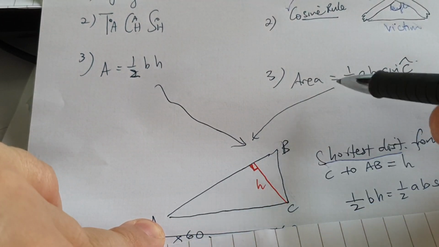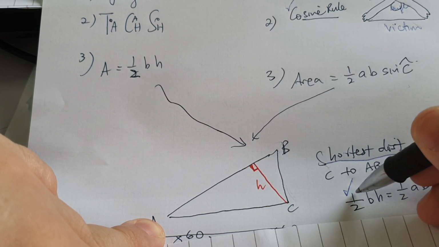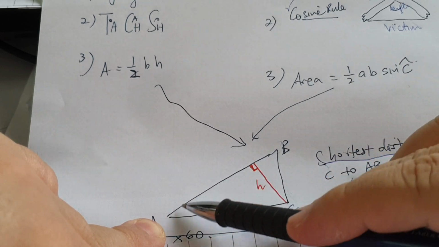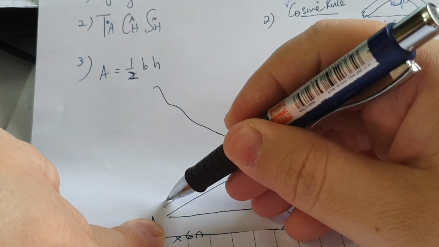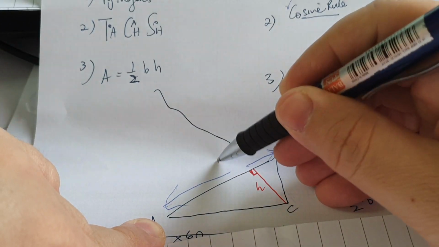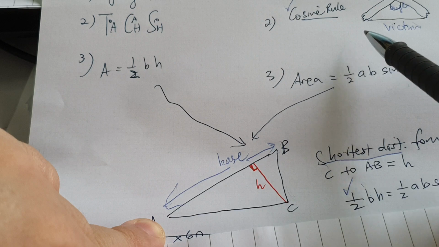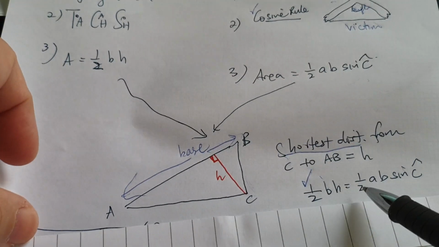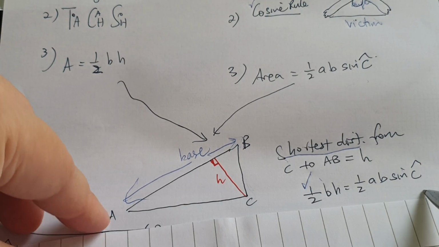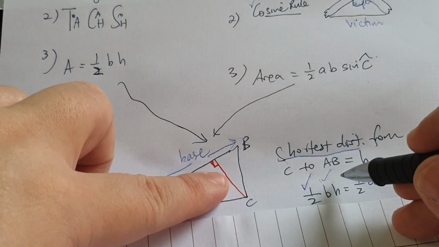Normally, you see the half times base times height is the area of this triangle. This is the base. Normally you can find this base using either sine rule or cosine rule. Then after that, you equate it to half AB sine C. You would know the base, you only don't know the length here.